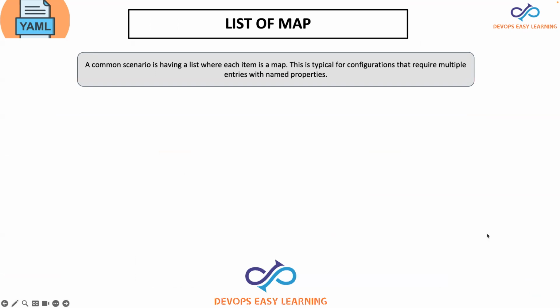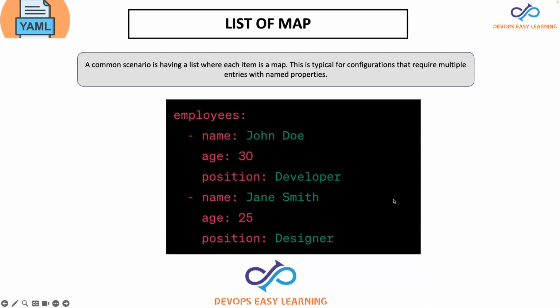Now, list of map. This is something that we also need to talk about. We need to define the list of map. Let's say, for example, we take an employee, we define his name, his age, his position, and we can list another employee, his name, his age, and position. We call that the list of map, because we say list. Why? Because of this hyphen in front.